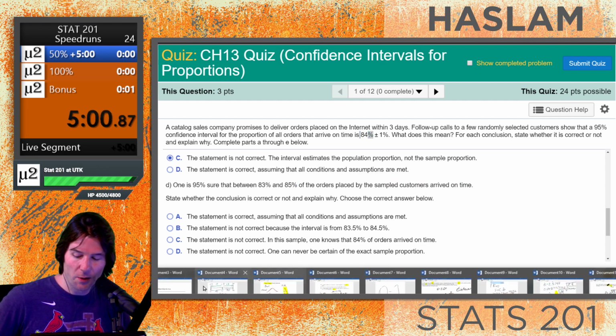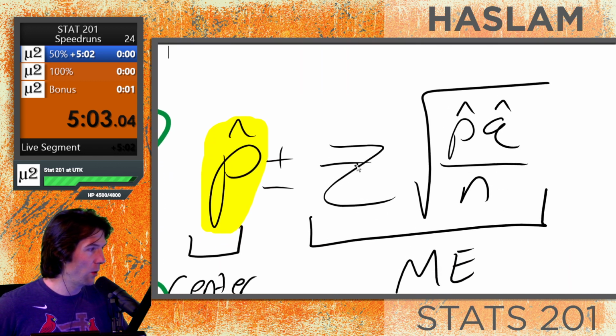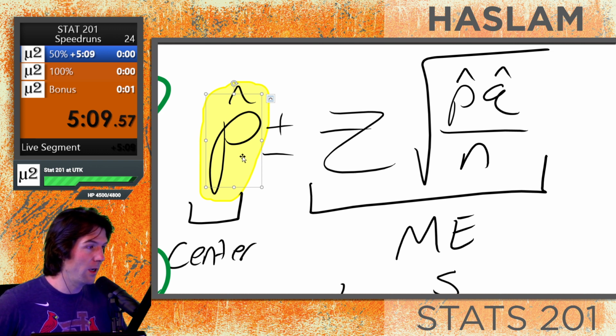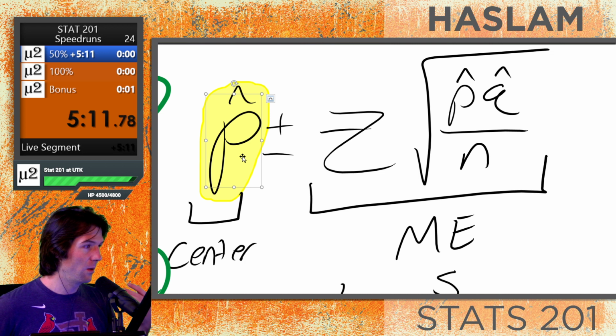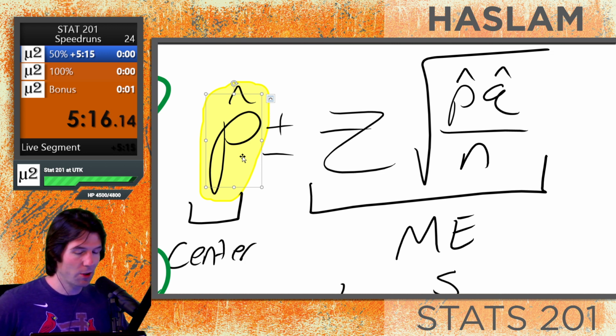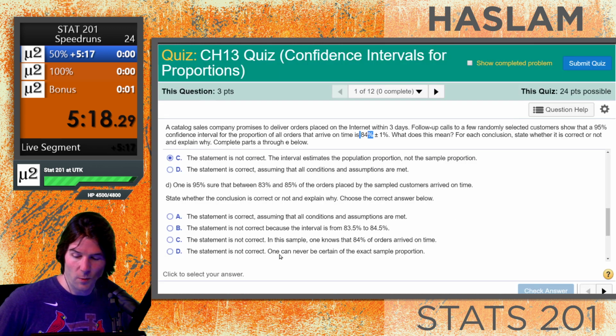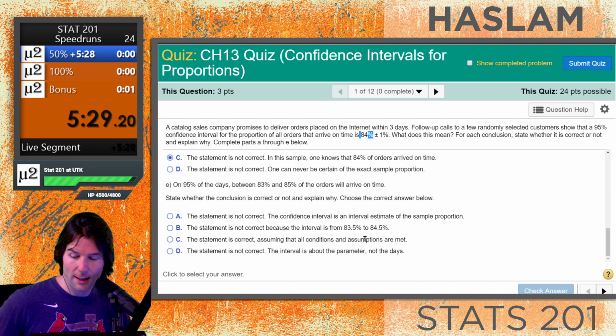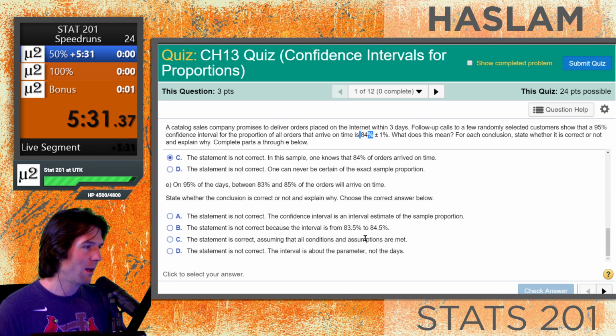We've got it highlighted over here in our Word document. We can show that this is the center of the interval. P hat is the sample proportion. And we know how many of the sample customers got their orders within 3 days. So we don't estimate that. That's the sample proportion. So we wouldn't estimate that. We know it. So this is not correct because we know that 84% of the sample customers got their order within 3 days.